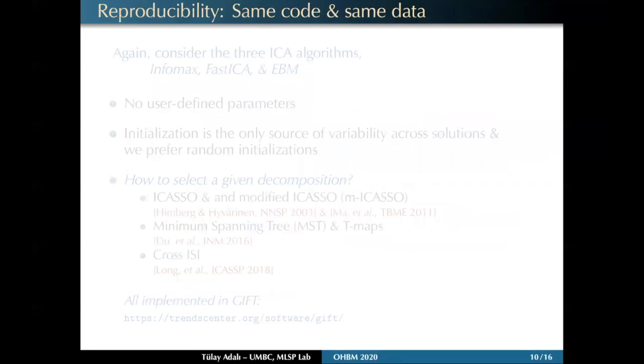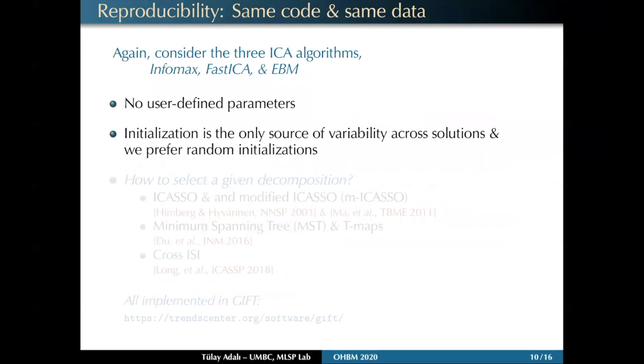So that's what I'm going to consider now. I have the same code and the same data. Especially for these three, I have fixed the order and I don't have any other user-defined parameters. Now, initialization is the only other source of variability. And we do prefer random initializations. For example, I have the option of using identity or whitening type initialization each and every time.